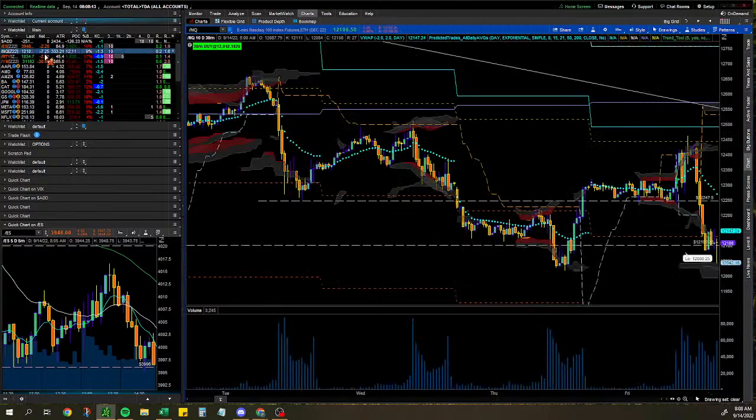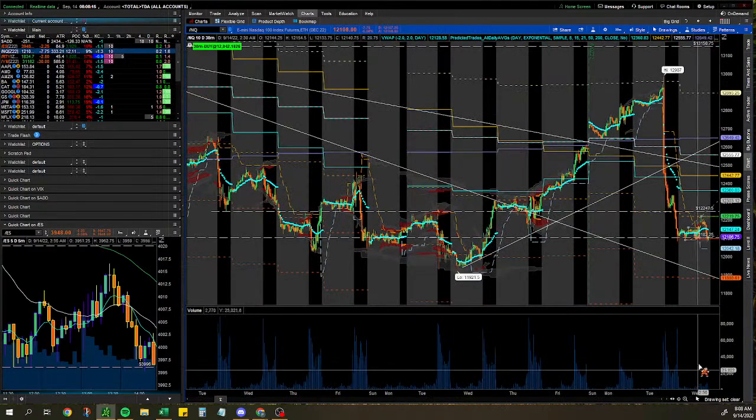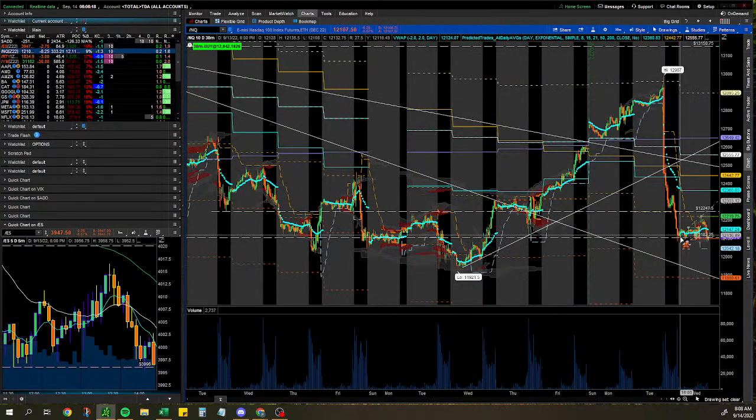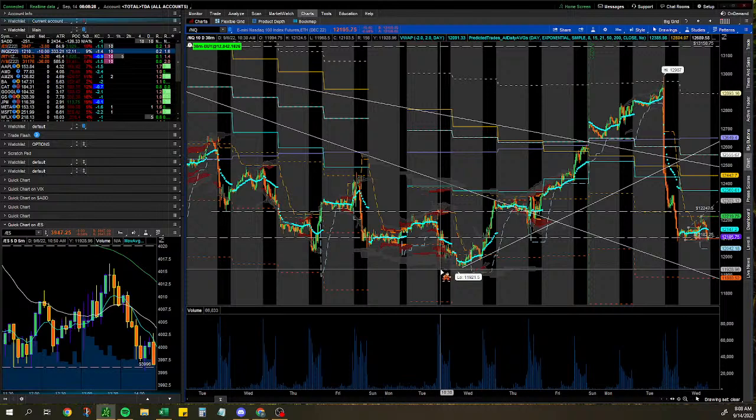On NQ, look at that, it fell straight to key levels. We are holding up below last week's lows.